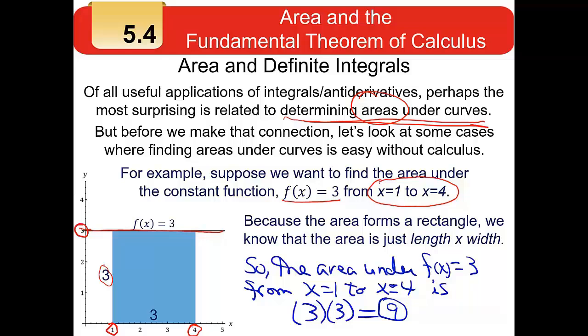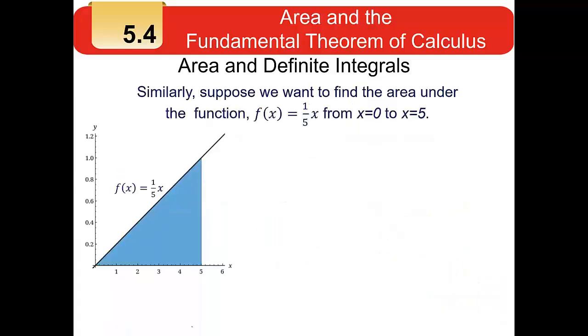So some of these area problems you could actually do without knowing any calculus if it turns out to be a formula that you learn from geometry to find the area. And it's not just squares and rectangles. What if you have this function? If I gave you the function f of x equals 1/5 x, that's just a line with a slope of 1/5 and a y-intercept of 0. If you were to plot a couple of points, you can see what it looks like. It looks just like this picture.